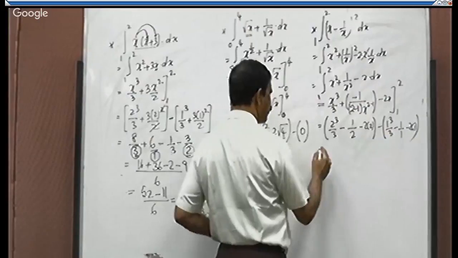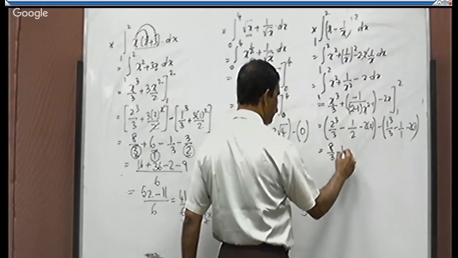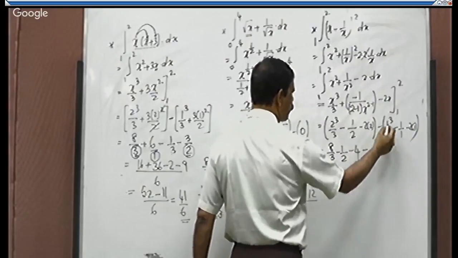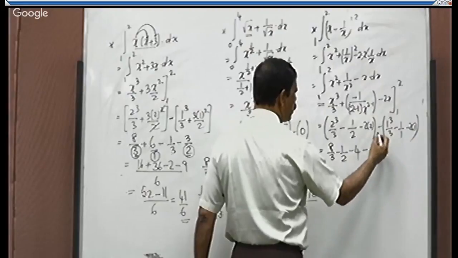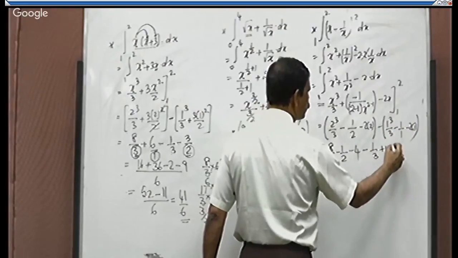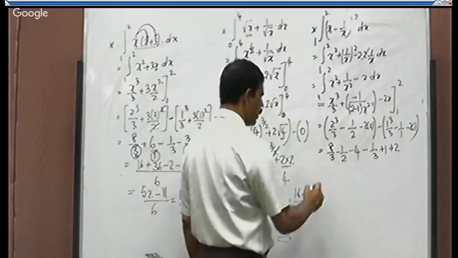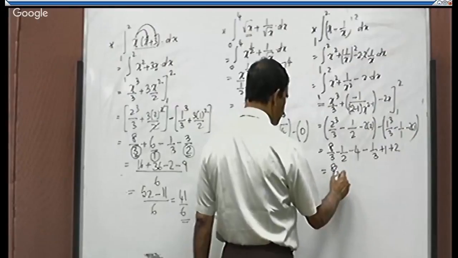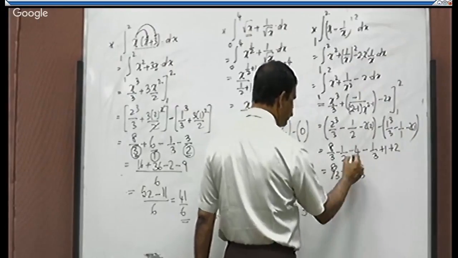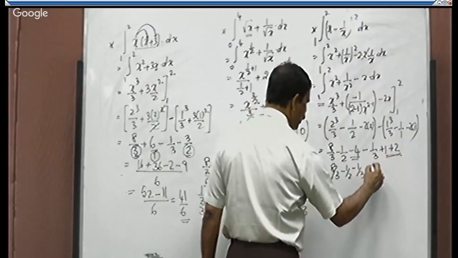The next step becomes what? 2 cube is 8 by 3, minus 1 by 2, minus 2 into 2 is 4, minus 1 cube is 1, 1 by 3, minus into minus plus 1, minus into minus plus 2. Or it is 8 by 3 minus 1 by 2 minus 1 by 3 minus 4 plus 3. Minus 4 plus 3 is minus 1.